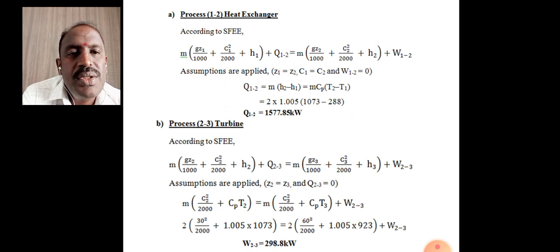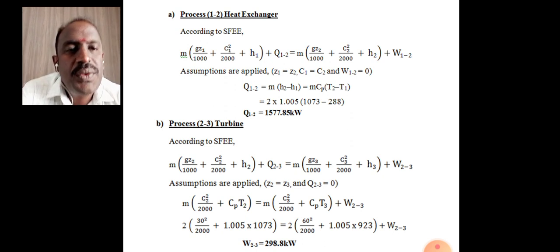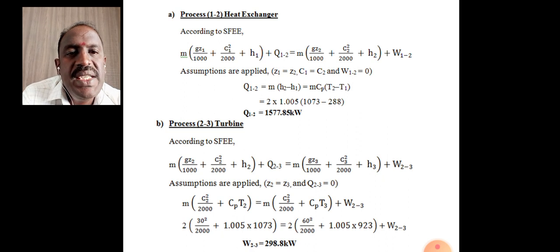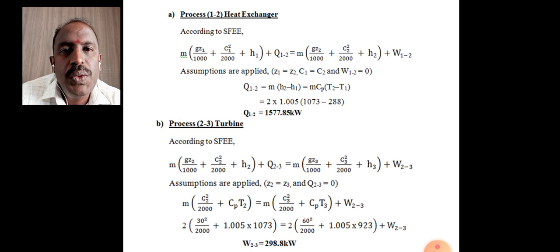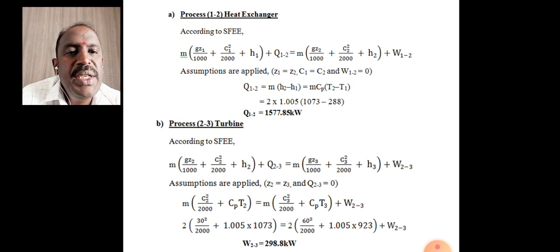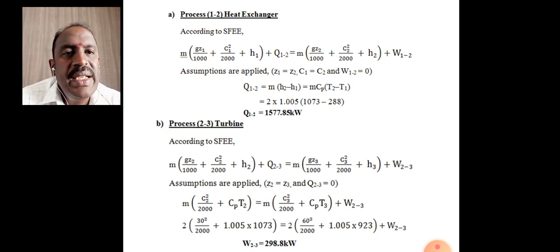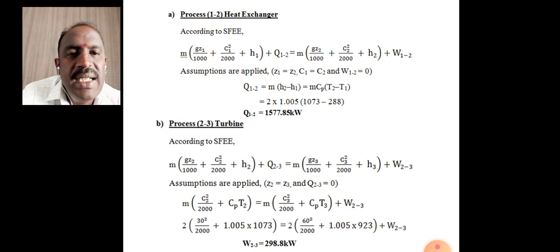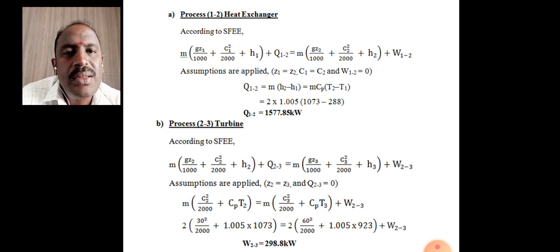Similarly, the process 2 to 3 is the turbine. We have to rewrite the formula. This is 2 to 3. So m into (g z2 by 1000 plus c2 square by 2000 plus h2) plus q2 to 3, which is equal to m into (g z3 by 1000 plus c3 square by 2000 plus h3) plus w2 to 3. For the first one, the heat exchanger, we wrote the formula for 1 and 2: entering will be 1 and leaving will be 2. Here for the process 2 to 3, entering will be 2 and leaving will be 3.